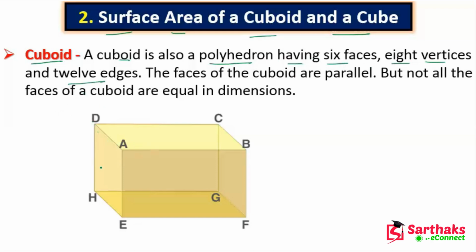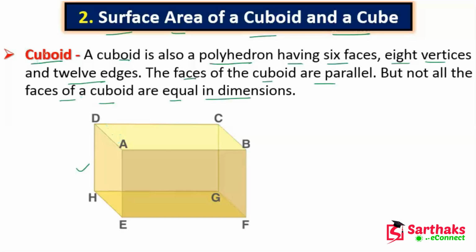edges. You can see here, this is the cuboid. The faces of the cuboid are parallel to each other, but not all the faces of the cuboid are equal in dimension. That is the difference between the cuboid and cube. I hope you get this point, my dear friends.